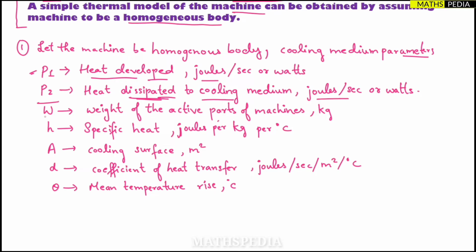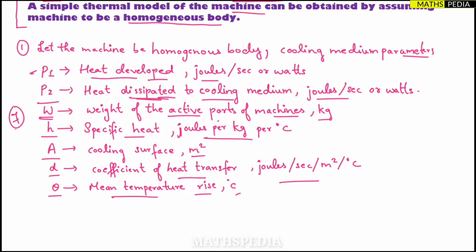Next, capital letter W is nothing but the weight of the active parts of the machine in kgs. Small letter h is nothing but the specific heat, and the unit is joules per kg per degree Celsius. Capital A is nothing but the cooling surface, and it is given in meter square. Yes, area will be in meter square. And small letter d is nothing but the coefficient of heat transfer. Then theta is nothing but the mean temperature rise, in degree Celsius. So these are all the parameters. So total 7 parameters. Okay, so remember like this is derivation. Remember point wise. So first point, we are considering the machine to be homogeneous and the cooling parameters as follows.